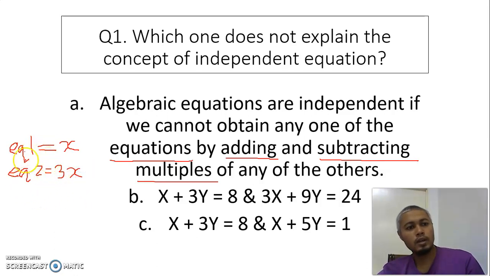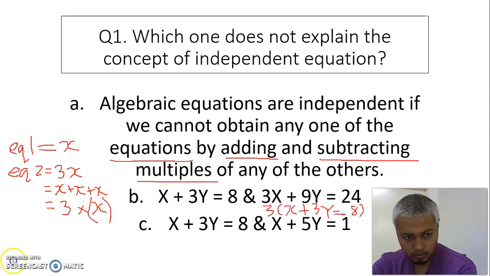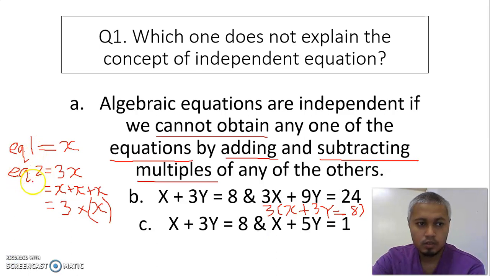Okay, so how to relate between equation 1 and 2? Here we have two ways to relate equation 2 with equation 1. The first one is we can relate by adding x with x 3 times. Also we can take 3 multiples with x. We can obtain 3x by adding x plus x plus x. Since we can relate equation 2 to equation 1, it means equation 2 is dependent to equation 1.